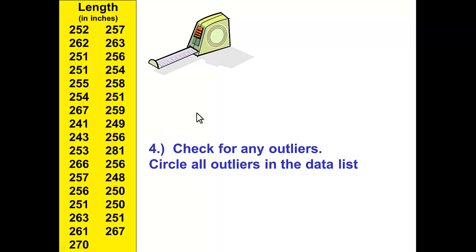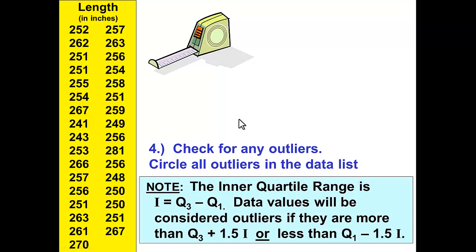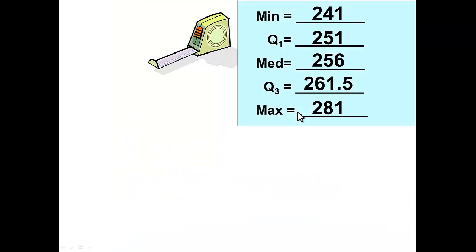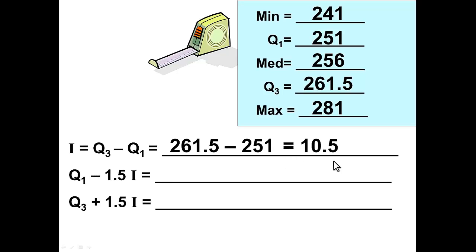Last question. Check for any outliers and circle all outliers in the data list. And no, it's not the last question, which I realized as soon as I said it. Again, remember our note. Data values will be considered outliers if they are more than Q3 plus 1.5I or less than Q1 minus 1.5I. So we have our interquartile range. Next, we need to find Q1 minus 1.5I. This is what I like to call plug and chug. Take your numbers and plug in.